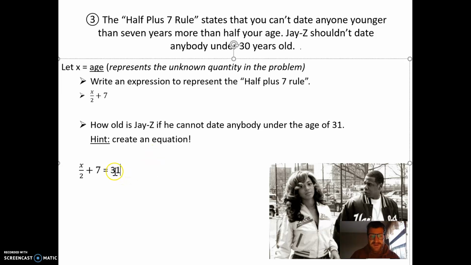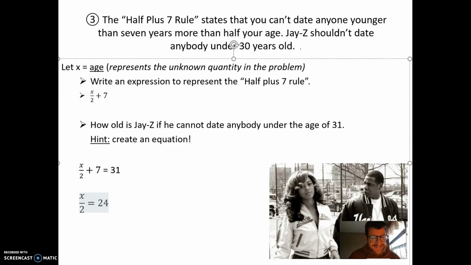So we need to set it equal to 31. In this case, we always deal with whatever is with x, like division or multiplication, last. So let's get rid of the addition and subtraction first. Plus 7, the opposite is subtract 7. So let's subtract 7 from both sides. And you get 24. Sorry, I was double checking my subtraction there.